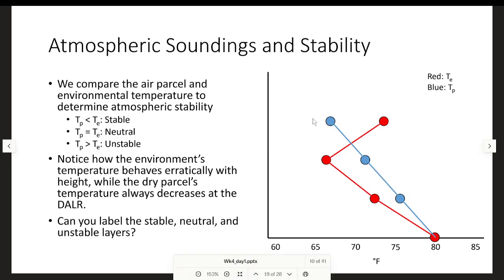So, yeah, the temperature of the environment behaves erratically with height, and the dry parcel's temperature decreases with the DALR. So can you label the stable, neutral, and unstable? I wonder if they'll do it for us. There we go. Okay, yeah, so here we go.